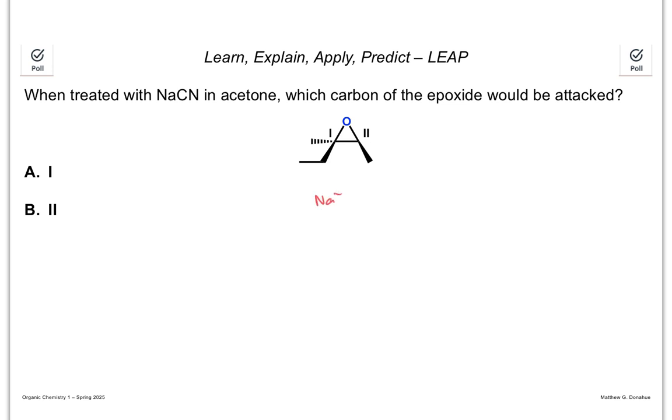So for this specific example, how do we recognize that it's SN2? We have a strong nucleophile, Na plus, CN minus, in acetone, which is polar and aprotic. That leads us to believe it's SN2. We then classified those as secondary and tertiary. It attacks Roman numeral 2, so choice B. That's how the ring is going to open.